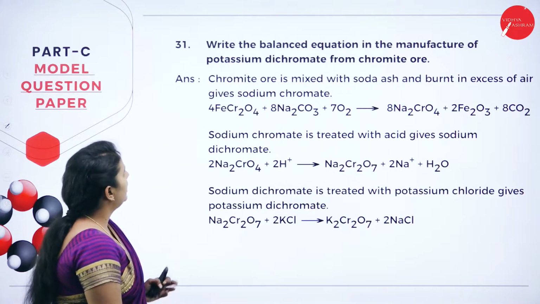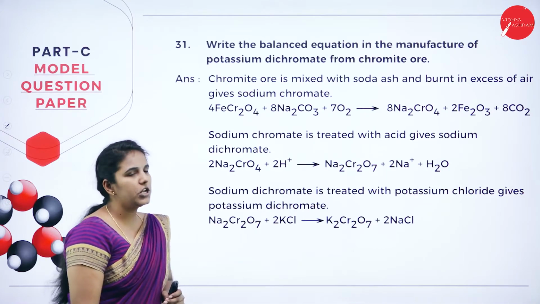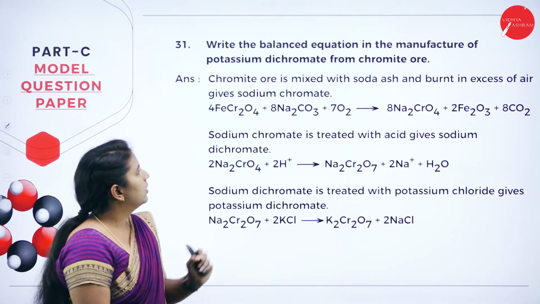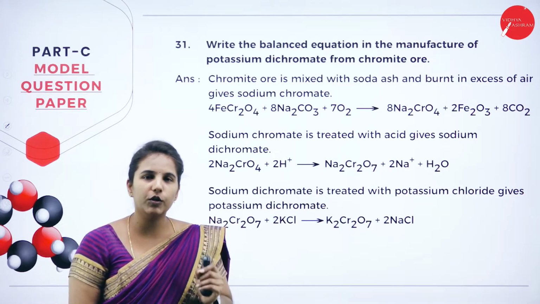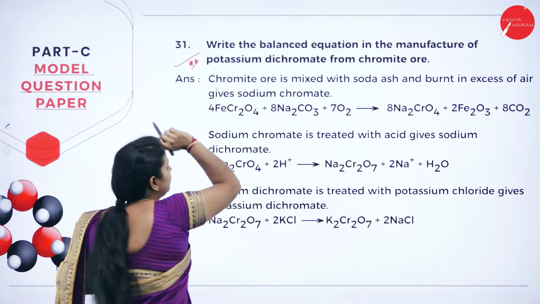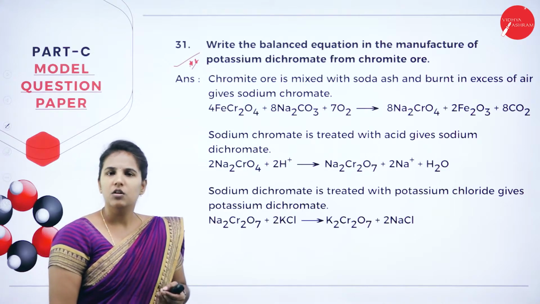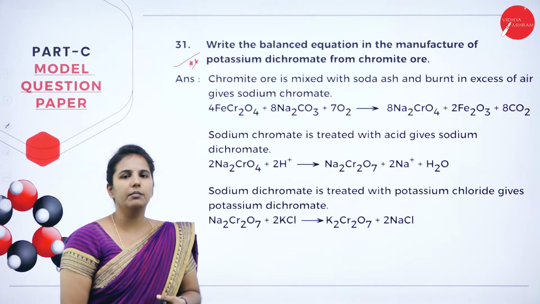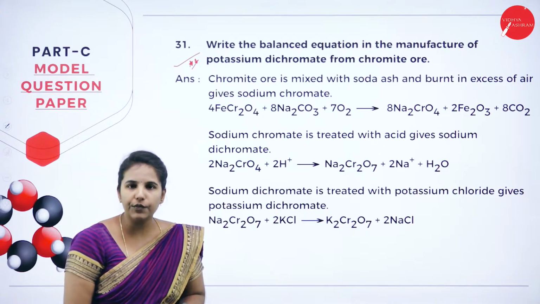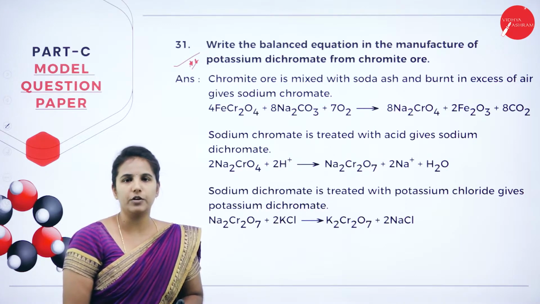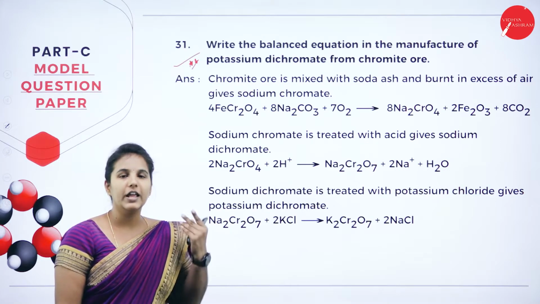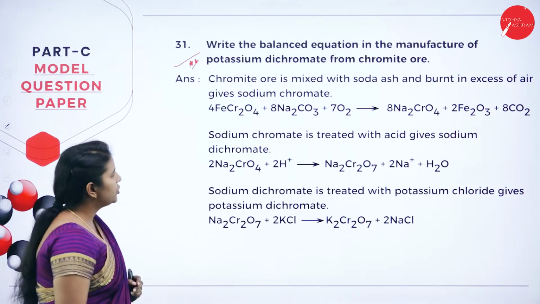Coming into the next question, write the balanced equation in the manufacturing of potassium dichromate from the chromite ore. Here also, hope you know that this is one of the most important, most repeated questions. Hope you know that in your quarterly, midterm or unit test, we have discussed this most important question, that is manufacturing of potassium dichromate from the chromite ore. Here also, if you write only the balanced chemical equation, the 3-step reaction, you'll get 3 marks. How to write? I'll show it once again.